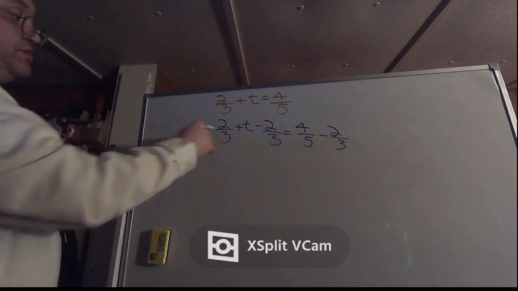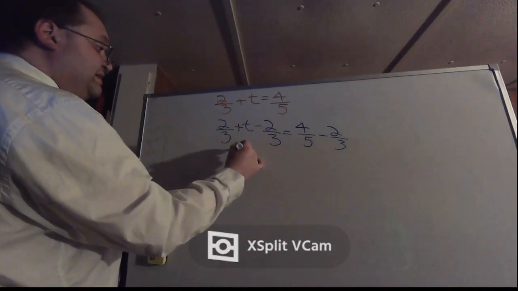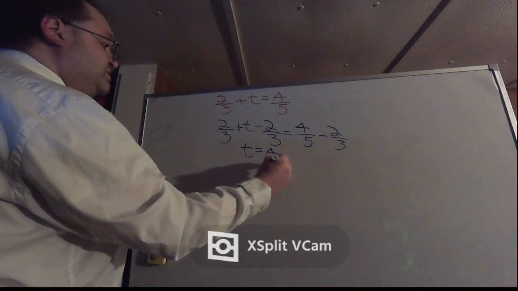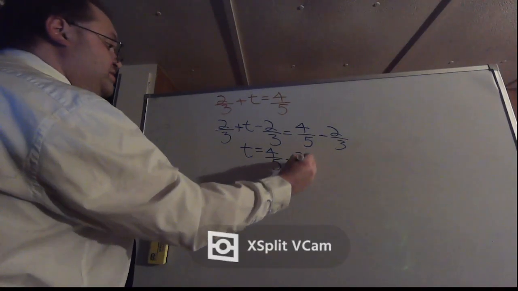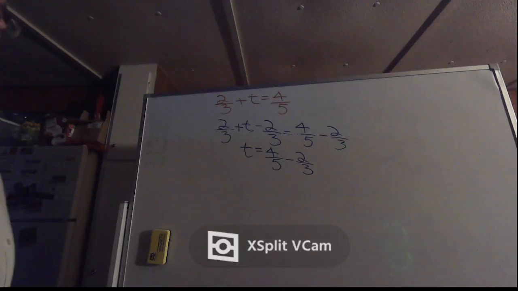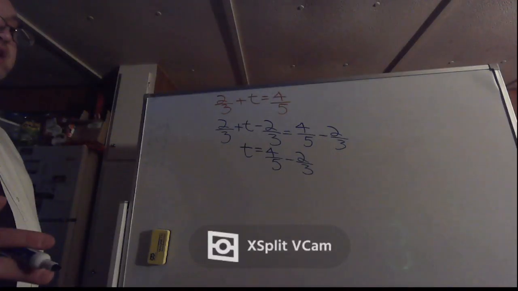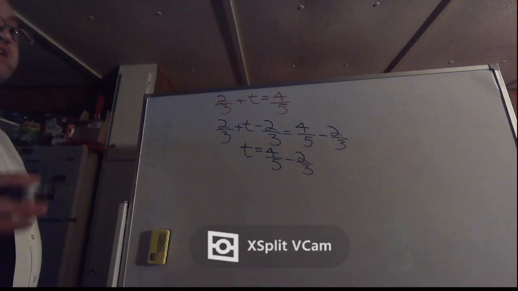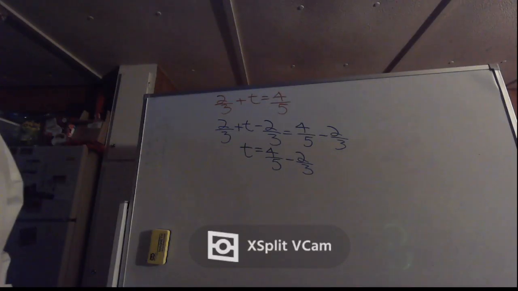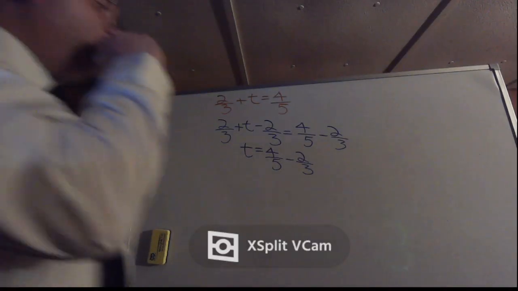Alright, so 2/3 minus 2/3, that's 0. You'll have t by itself. Now you're left with t equals 4/5 minus 2/3. Now in this one, we can see that 3 is not a factor of 5. We definitely know that. So we got to find the least common multiple of both of those numbers, 3 and 5, in order to get the least common denominator. Let's work that out on the side.